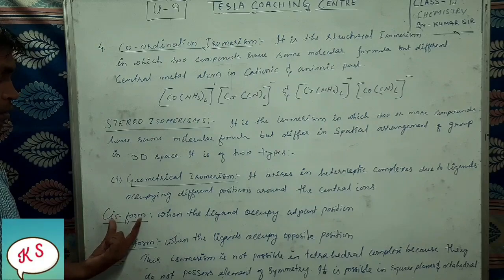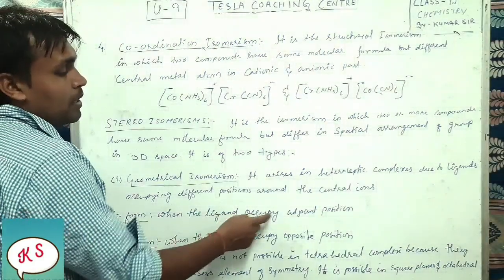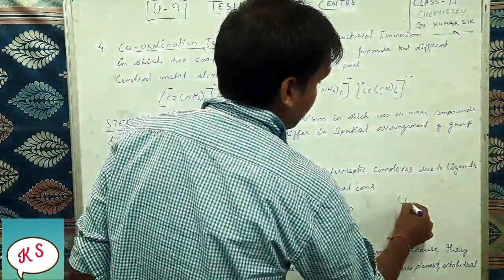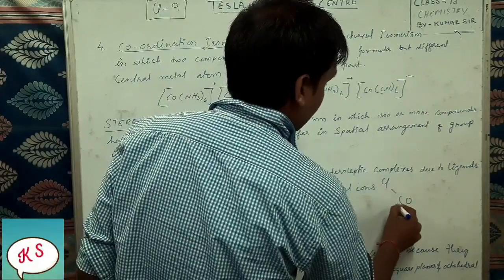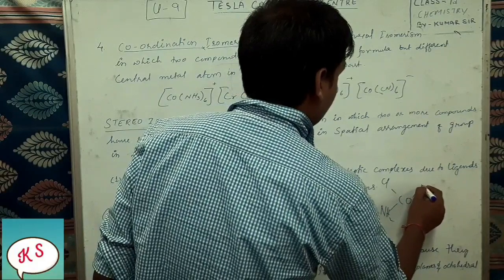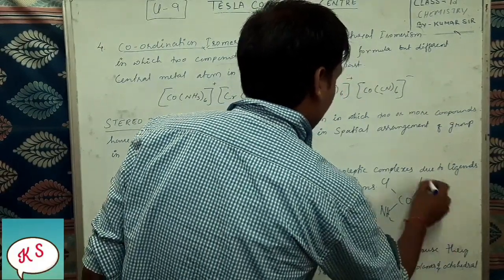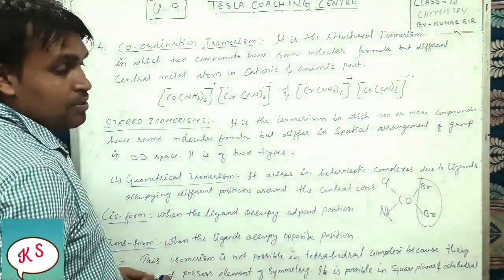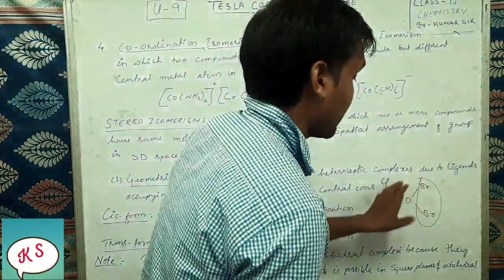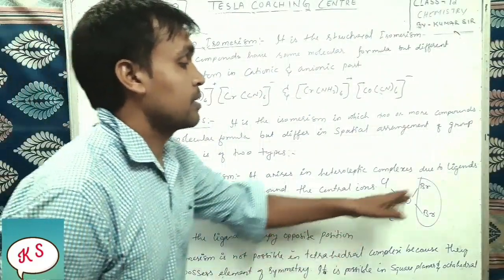The first form is called the cis form. In the cis form, what will happen? The ligands occupy adjacent positions. Adjacent positions means, suppose this is cobalt, here it is Cl, here it is NH2, and here it is Br. So this is called adjacent positions. If such is the case, then this type of geometrical isomerism we will call the cis form, when the ligands occupy adjacent positions.